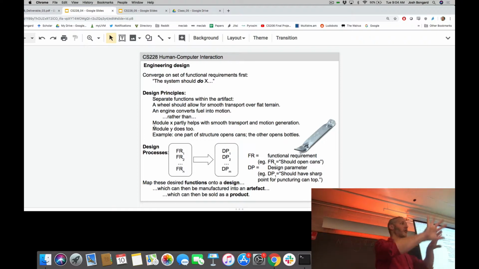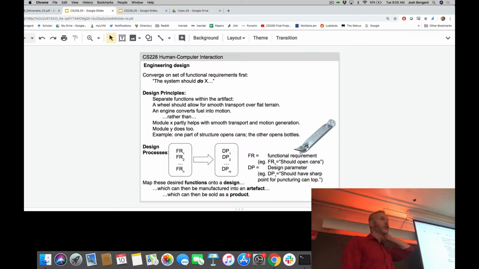We want to pull out orthogonal functions, very different kinds of function. In a car, for example, we need to translate chemical energy, fossil fuels usually, into motion. That's one important function. A second function is to translate that motion into smooth transport of the vehicle over flat terrain and so on. So we start in engineering design usually with functional requirements, and we'll see that again in software engineering in a moment.